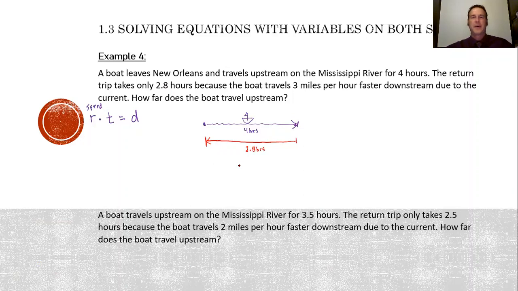Okay. All right, and here's what it said. Why did it take 2.8 hours? It says because the boat travels 3 miles per hour faster downstream due to the currents. Okay, so I don't know what this speed is, but I know this one's 3 miles per hour faster. So based off this, I'm going to make a little chart. I'm going to talk about going upstream, and then I'm going to talk about going downstream.